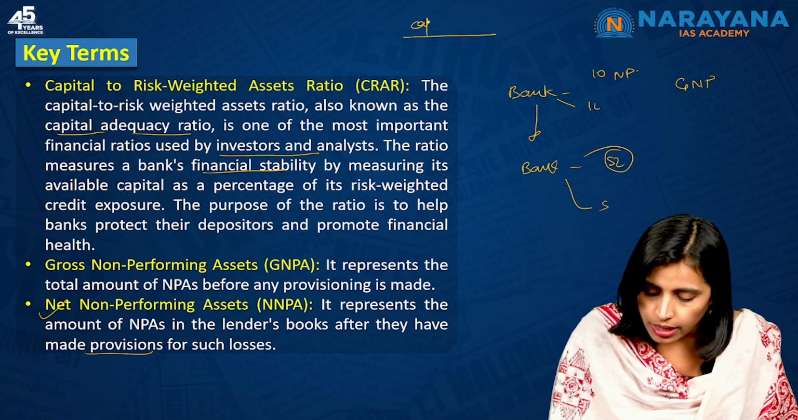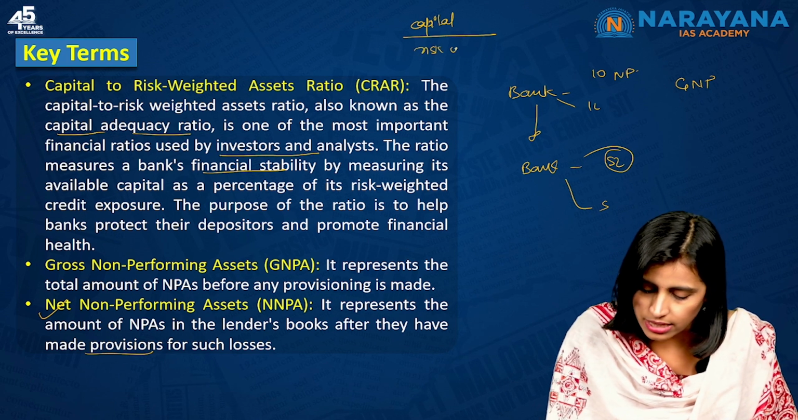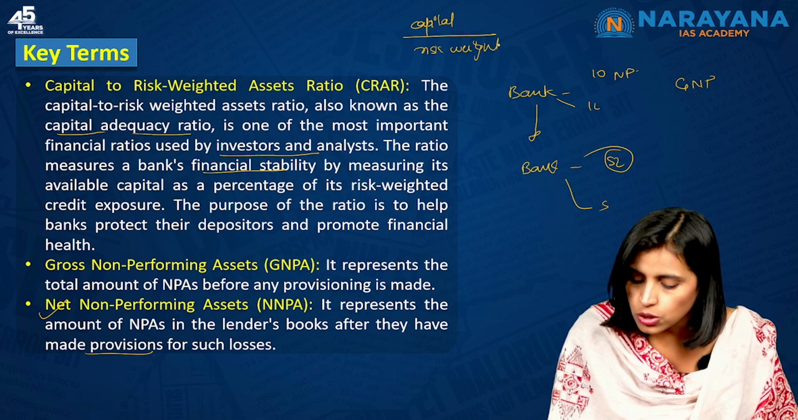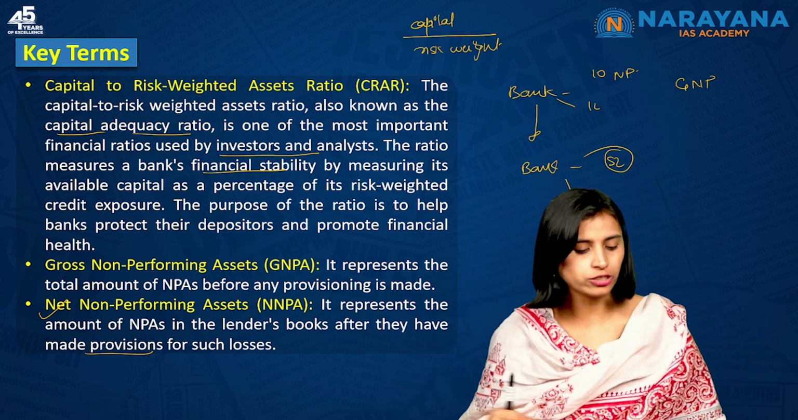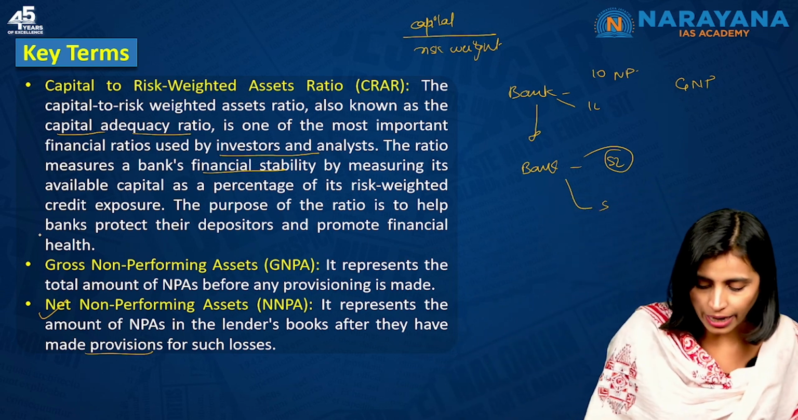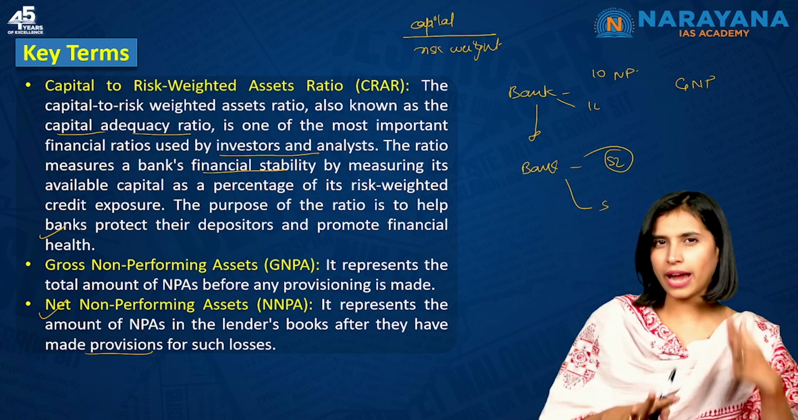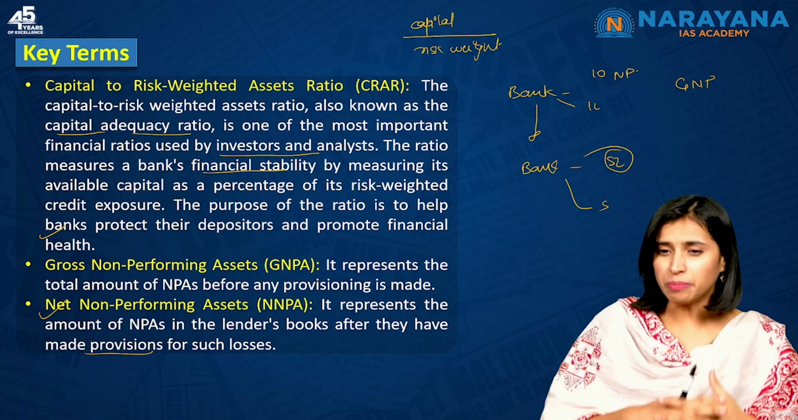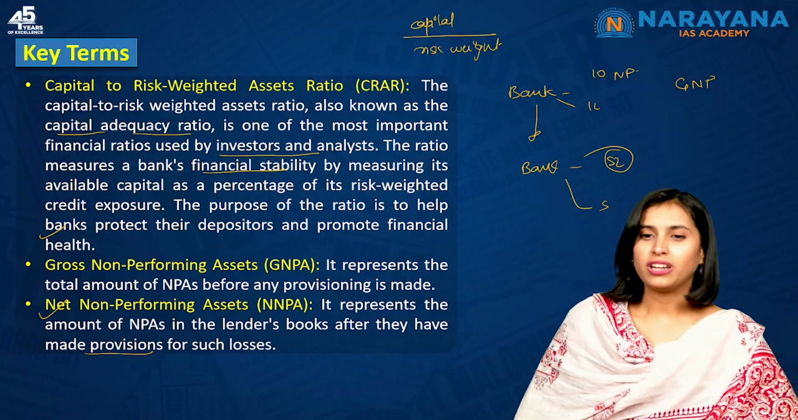Whatever capital the bank has, given to the ratio of its risk-weighted assets. So, on top you mention the entire capital it has, and below you write the risk-weighted assets. The purpose of the ratio is to help protect the bank's depositors and promote financial health. By this we try to inculcate as much resilient capital in the bank or financial institution as possible. With this, we are done with this article.